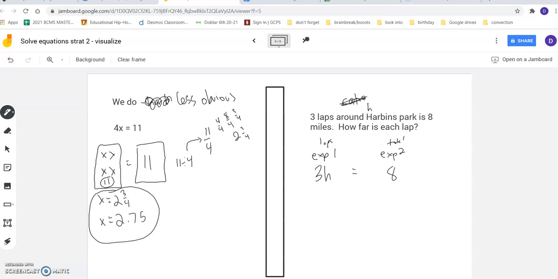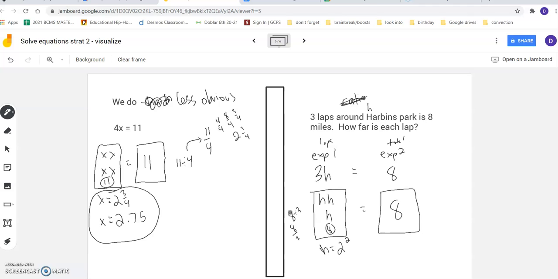If this were 9, it would be super obvious. 3 times what is 9 we could do, but it's not. So on this side, I've got my 3 H's. That's equivalent to what's in this box on this side. And I've just got to figure out what each of these H's is. I know they're going to be 8 in total, and there's 3 of them. So they're kind of whatever 8 divided by 3 is, which is 8 thirds. 3 thirds is 1. 6 thirds is 2. And I would have 2 left. So H equals 2 and 2 thirds.